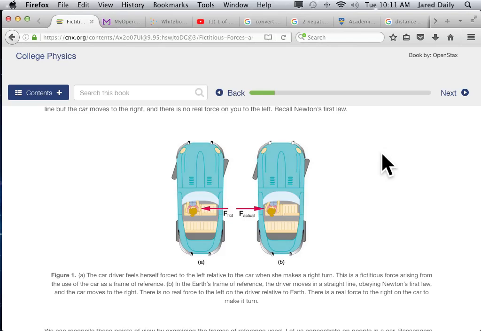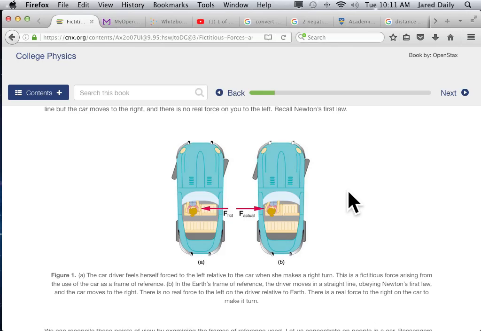None of us are feeling real forces. So we need to recognize that. We need to recognize that the point of your frame of reference is important to the observer. And to the observer, that force is real. And so we need to be able to account for it.